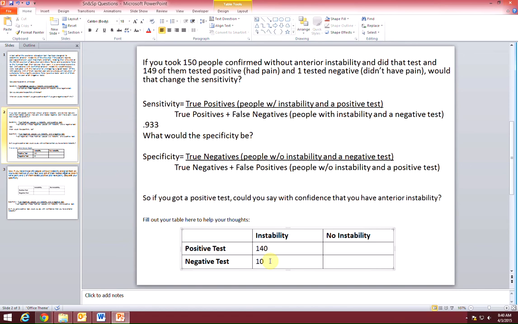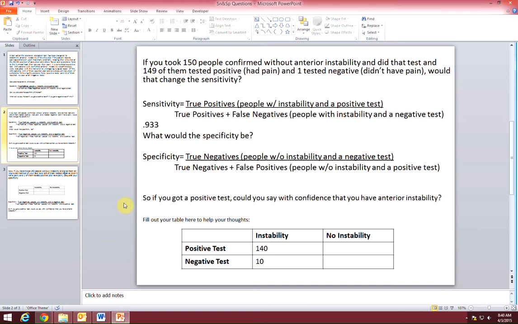So we can say that if we get a negative test, there is a small chance that we are getting a false negative. Therefore, if we get a negative result, we can say pretty confidently that we do not in fact have instability, because this number is pretty high. Because we have a highly sensitive test, a negative result means that we do not have the condition.